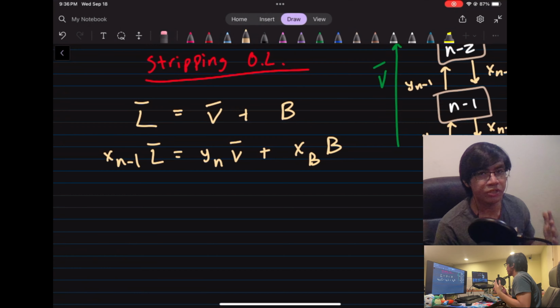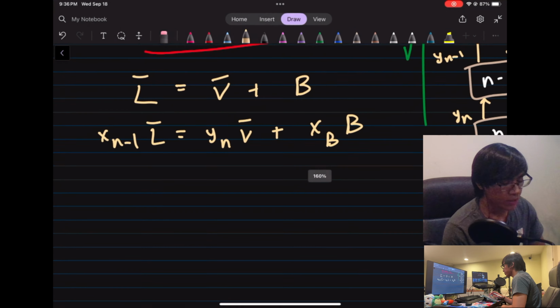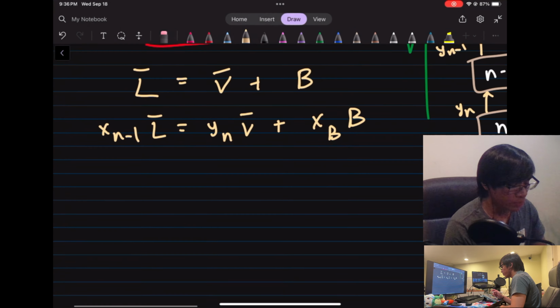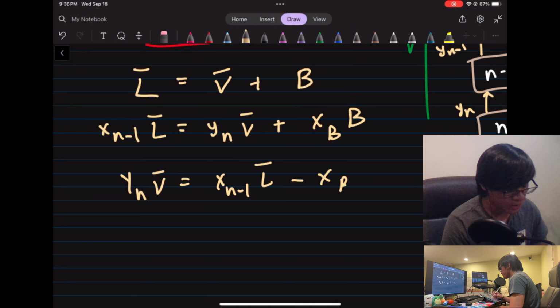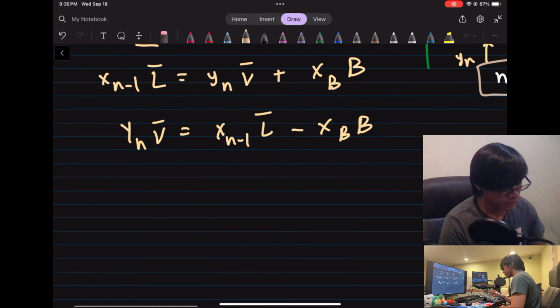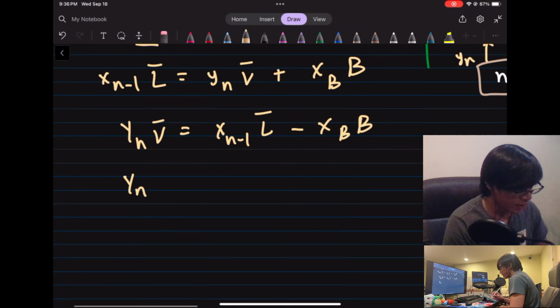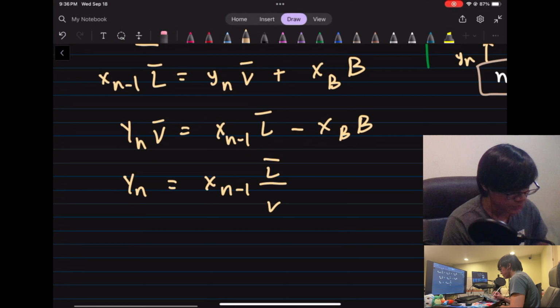Awesome. And to graph this operating line, we'll have to isolate it for the y term, so we can actually graph it on the same binary xy diagram from before. So I'll go ahead and isolate yn. Take this slowly here. We'll subtract our bottoms term, and we'll have our minus xB B. Do some algebra here, and divide by our vapor flow rate on both terms.